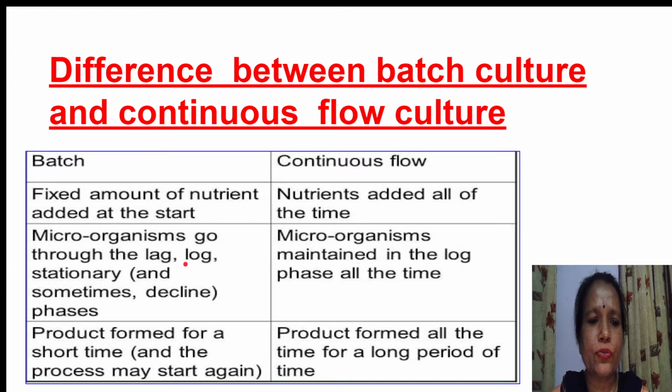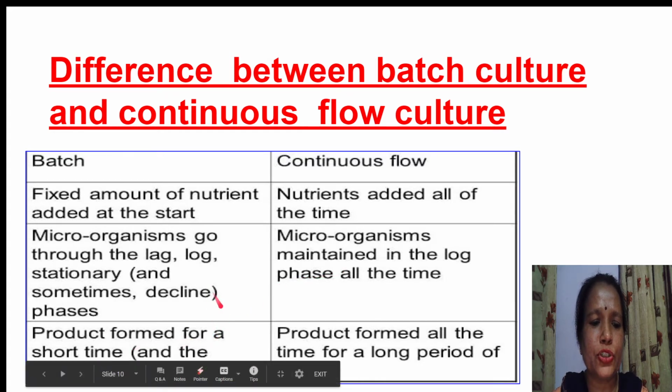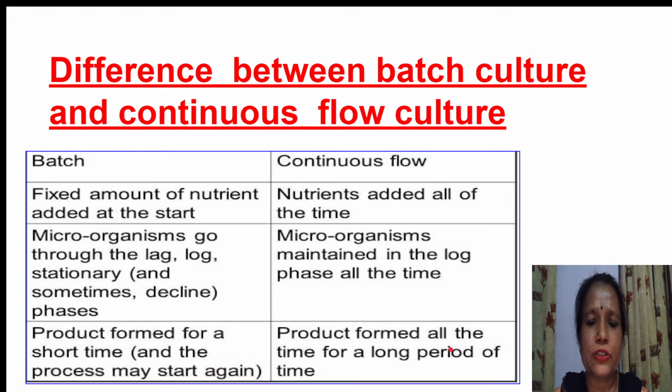Microorganisms go through the lag phase, then log phase, then the stationary phase. But in the case of the continuous culture, microorganisms are maintained in the log phase, that is the exponential growing phase, all the time. Product is formed for a short time in batch culture, but in the case of the continuous culture, products are formed all the time for a long period.